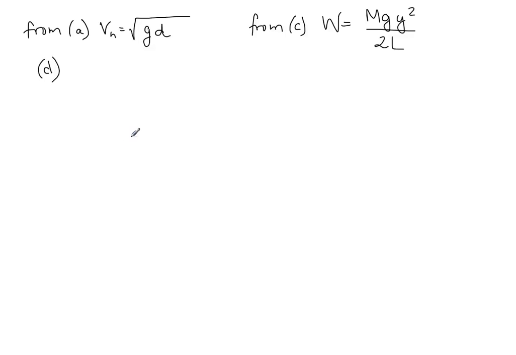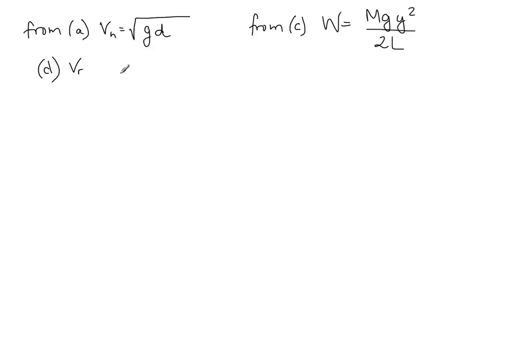Well, we have these results from earlier in the problem: the velocity for the hanging mass is the square root of gd, and the work done by gravity as the rope falls is mgy squared over 2l. So now they're going to ask us, what is the speed, v sub r, of the rope as it falls?